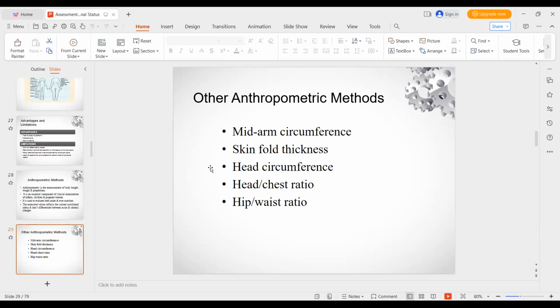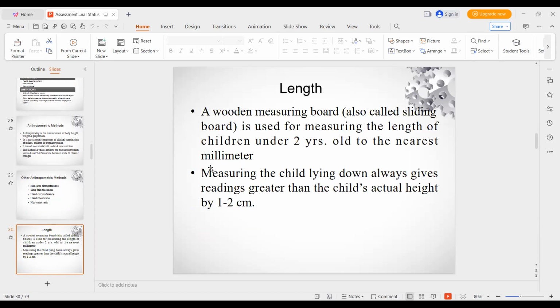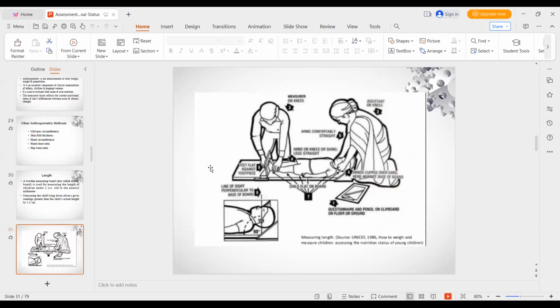Other anthropometric methods: mid-arm circumference, skin fold thickness, head circumference, head-chest ratio, hip-waist ratio. First of all, length. A wooden measuring board, also called a sliding board, is used for measuring the length of children under 2 years old to the nearest millimeter. Measuring the child lying down always gives a reading greater than the child's actual height by 1 to 2 centimeters. This picture shows measuring of height under 2 years of age.